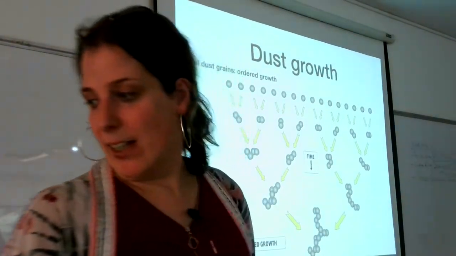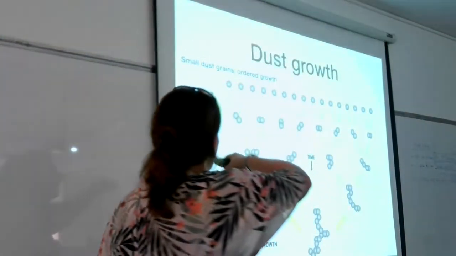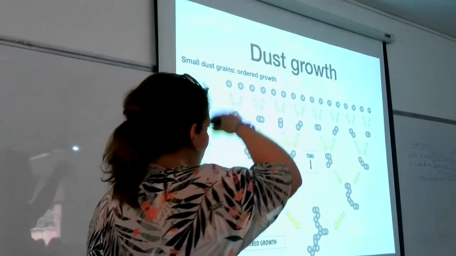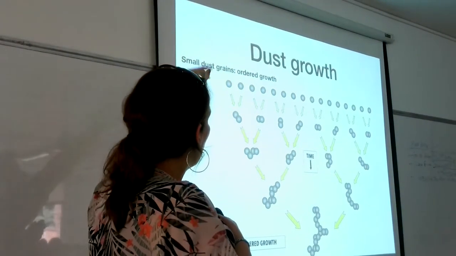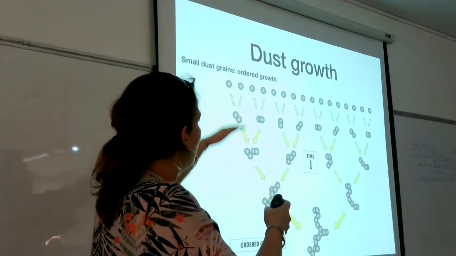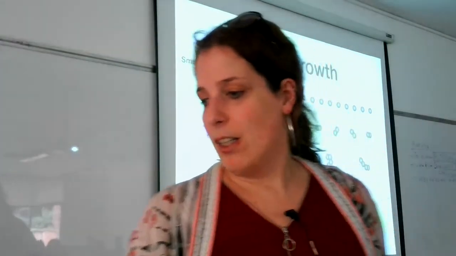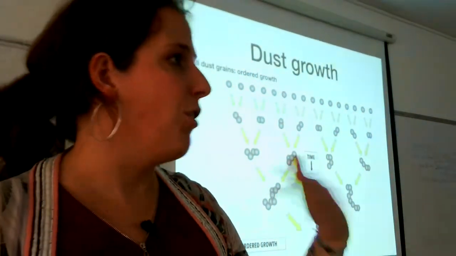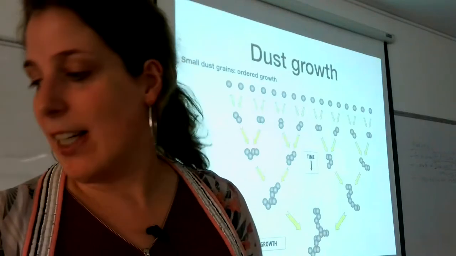So when we think of dust growth, usually at the smaller sizes, so this is again bottom-up growth, we think of it as orderly growth. We have small particles that start to grow to larger sizes, and over time we form larger and larger dust grains. This is, of course, only working as long as you don't have fragmentation. So this is only at the early stages of dust growth.